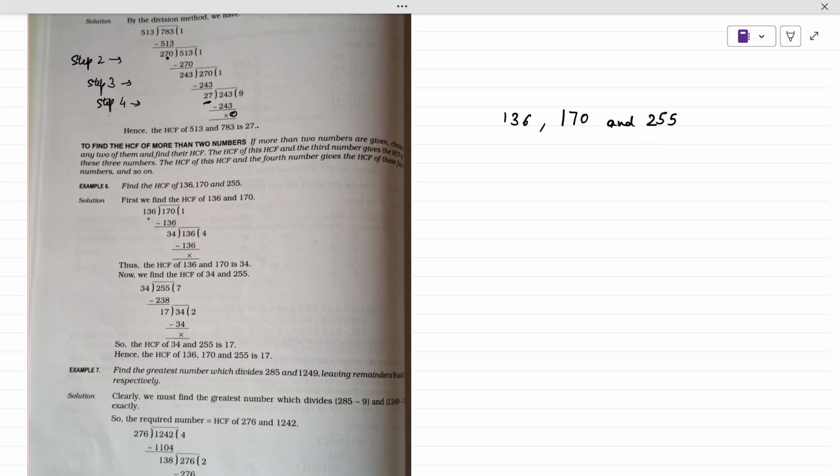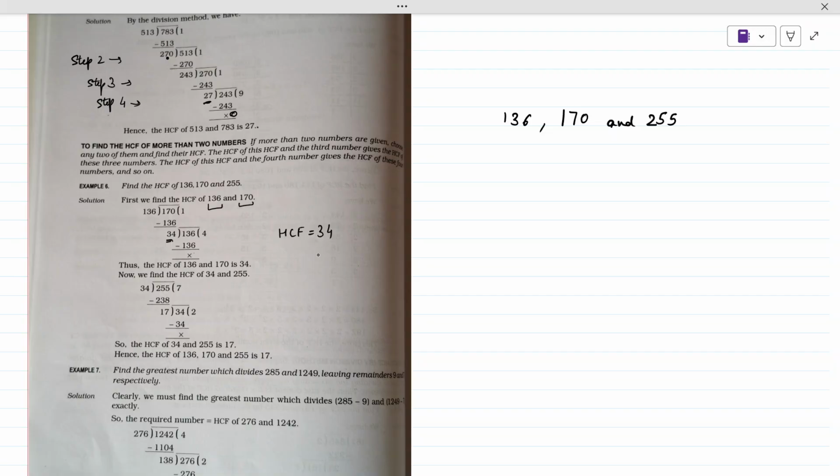What they have done, they have taken 136 and 170 and they have divided. So on the first division, we have got a remainder 34. That means we have to again do step 2. There will be a step 2. So we will divide this 136 with 34, and which is an exact division. We are getting 0 here. And we have got 0 using which dividend? Using 34. So that means for the numbers 136 and 170, the HCF is 34.